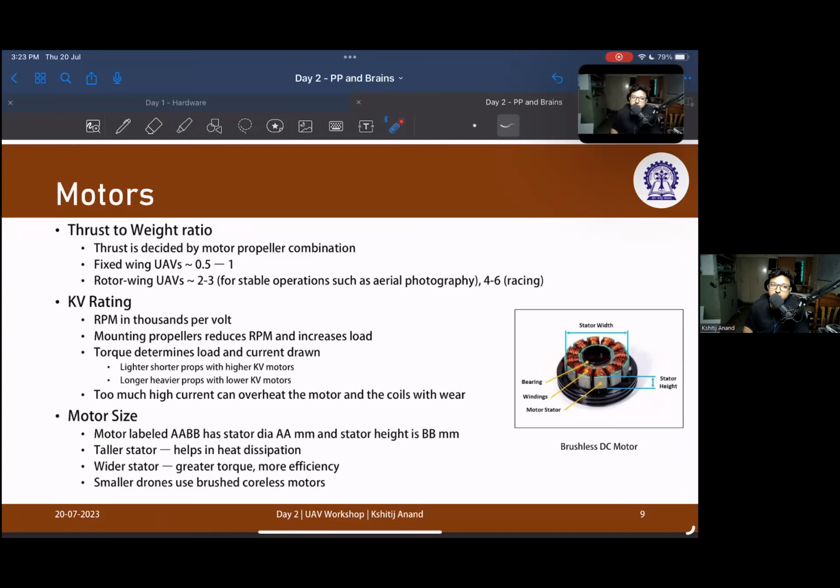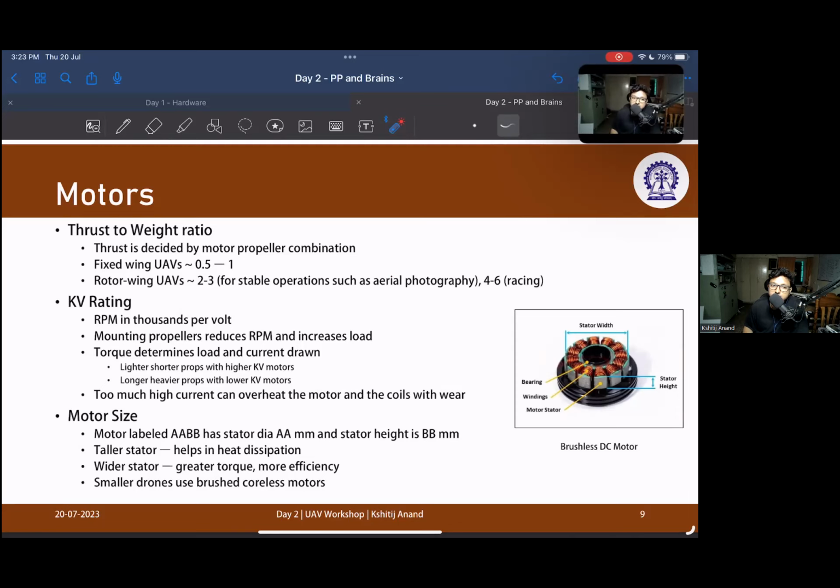And if you are going to use a rotor wing aircraft and you want to lift 2 kilograms into the air, your thrust should be around 4 to 6 kilograms. You must have seen that fixed wing RC aircraft use one motor, whereas quad rotors use four motors. And if you want to go with a racer rotor wing, then you need an even higher thrust to weight ratio.